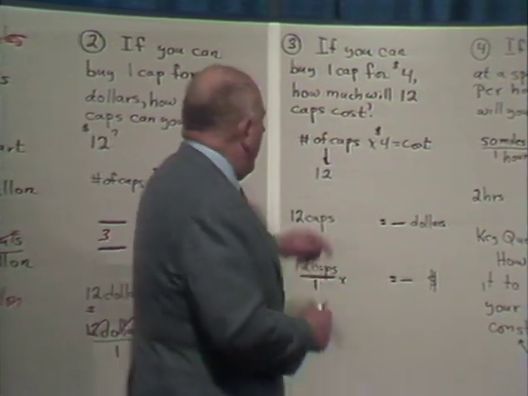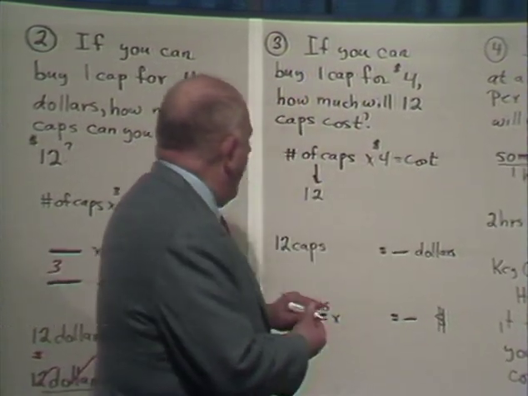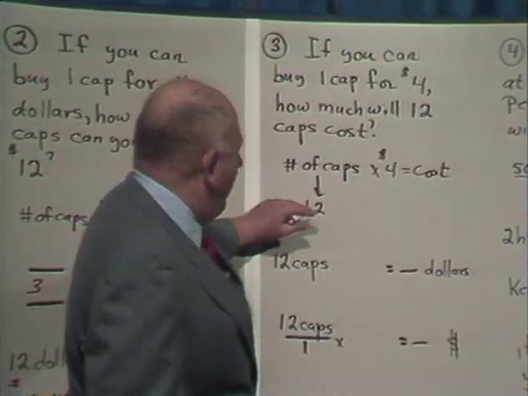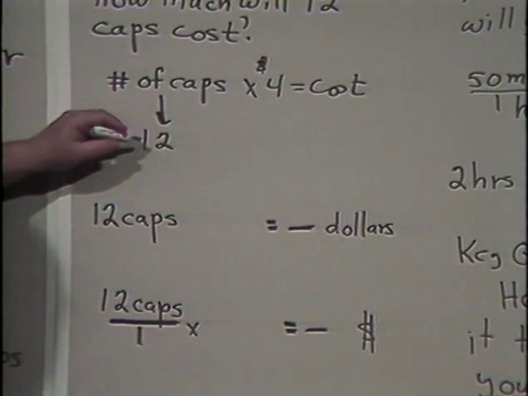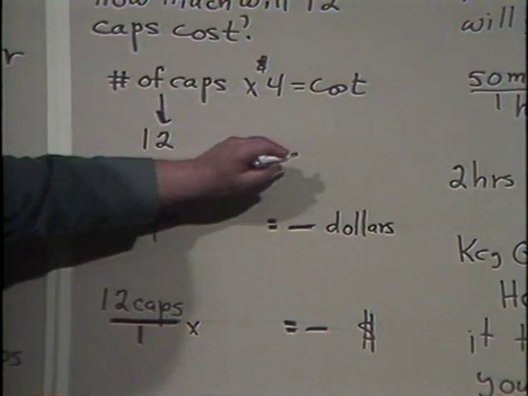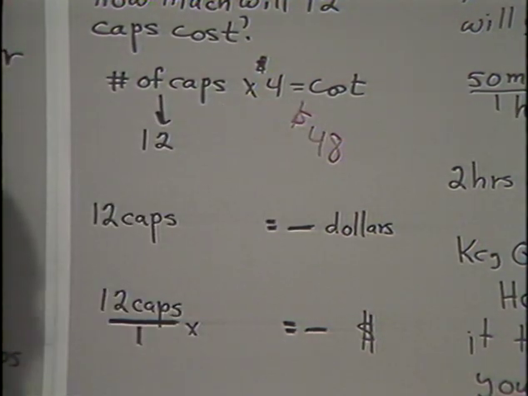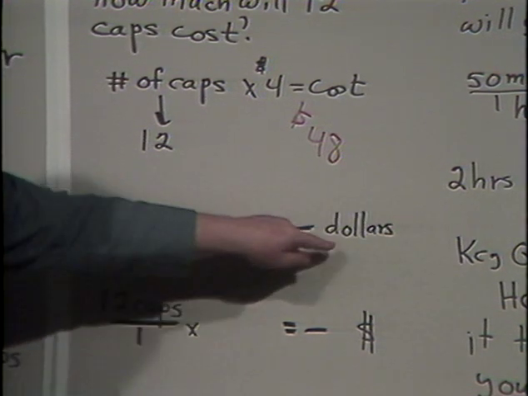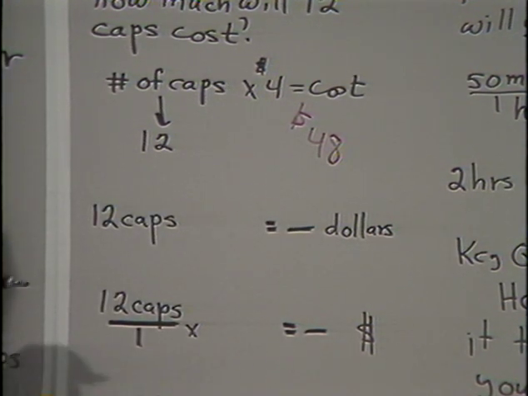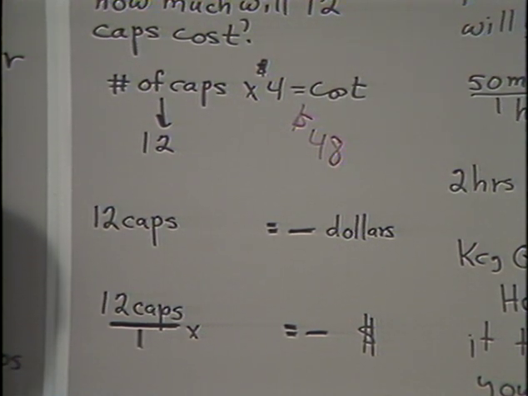Now you see, one way of doing it is we still know that the number of caps times 4 is the cost. Since the number of caps is now 12, you see before the 12 replaced the cost, now it replaces the cap. 12 times 4 is 48, so the answer is $48. But watch how my new method works. I say, look, I'm given 12 caps, and I want to find out how many dollars that costs. I always put the thing over 1 to suggest a fraction for you.